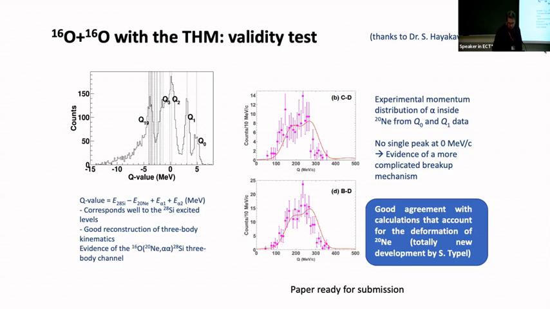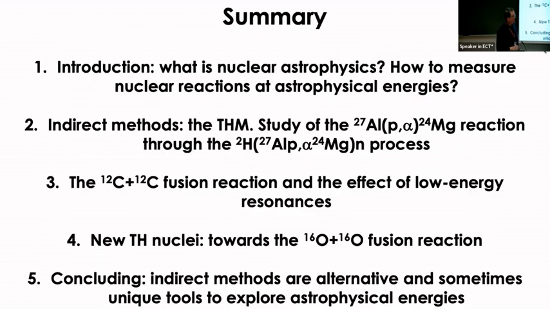Okay, so this is essentially what I wanted to tell you. It seems that it was faster than I expected. And this is my summary. Essentially, I've told you why indirect methods can be useful, complementary to direct measurements, to get to astrophysical energies. In some cases, for instance where you have radioactive nuclei and neutron-induced reactions, indirect techniques are the only approaches that can get you a cross section.